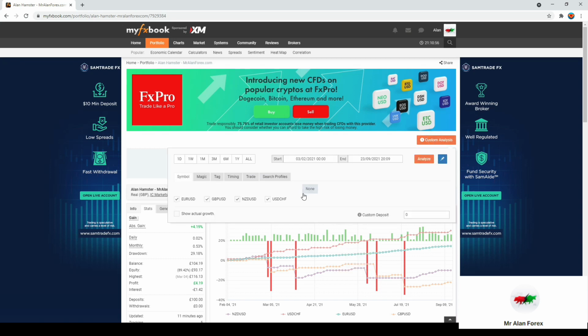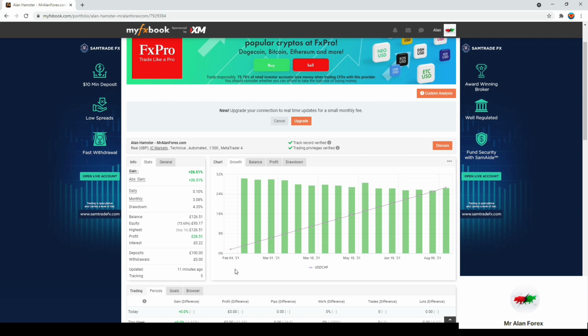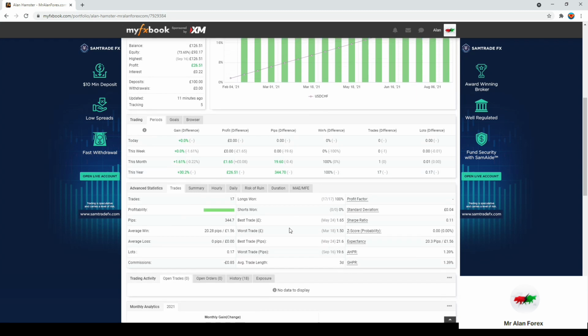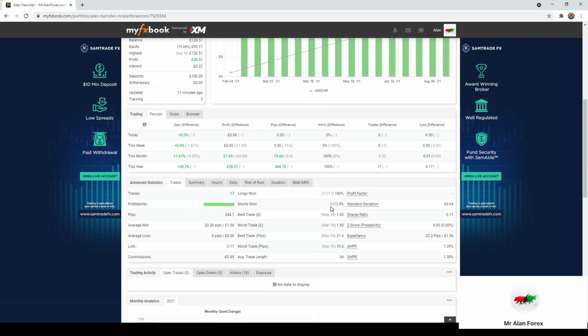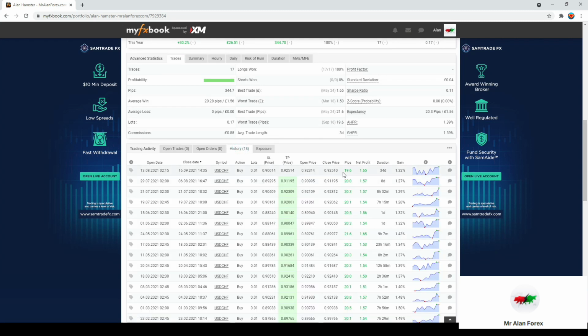So let's isolate them. Dollar Swiss, analyze, and there you go. You see from February this year to the present date, it hasn't done that many trades. It's done 17 trades, but every single one is a winner. And you can see, look at the history, it's doing a good 20 odd pips.